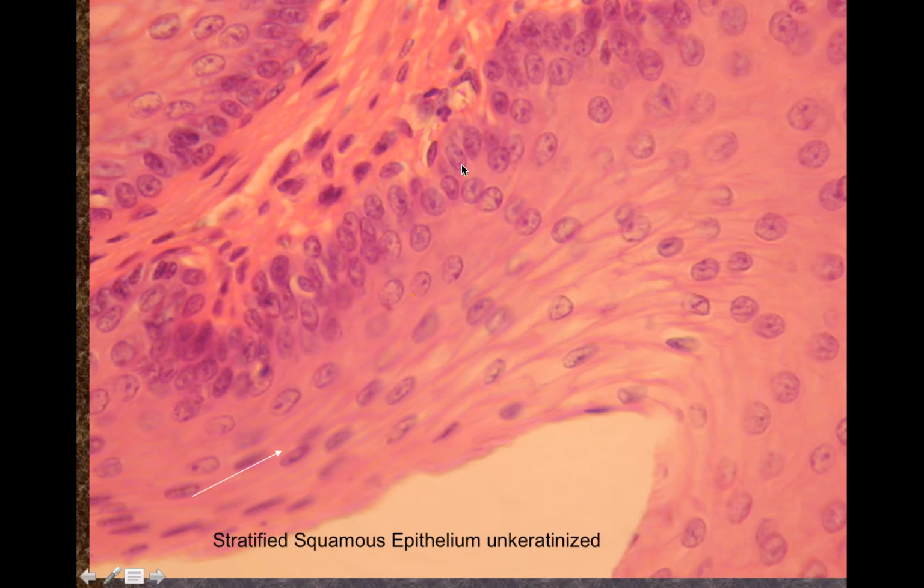Here we have it again, flat on the surface right here. And nobody cares about what's going on over here. This is going to be the basal end, and this is the apical end. We find stratified squamous epithelium in the inner lining of the mouth, the esophagus, and the anus.